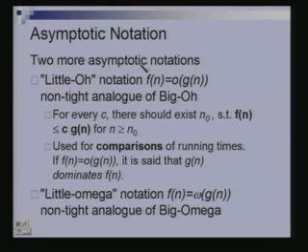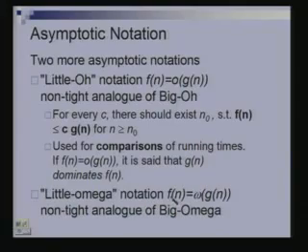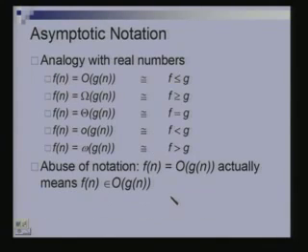There are two more related asymptotic notations. One is called the little o notation and the other is called the little omega notation. They are the non-tight analogues of big O and big omega, and it is best to understand this through the analogy with real numbers. So when I say that f of n is big O of g of n, I am really saying that the function f is in some sense less than or equal to g, right. That is in fact what we used in the definition.